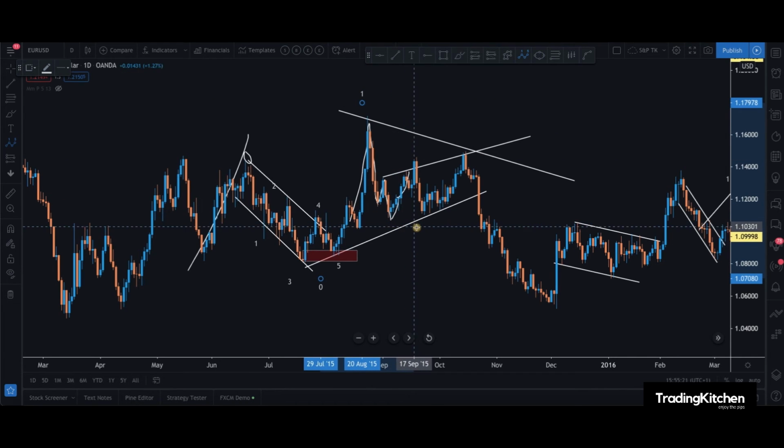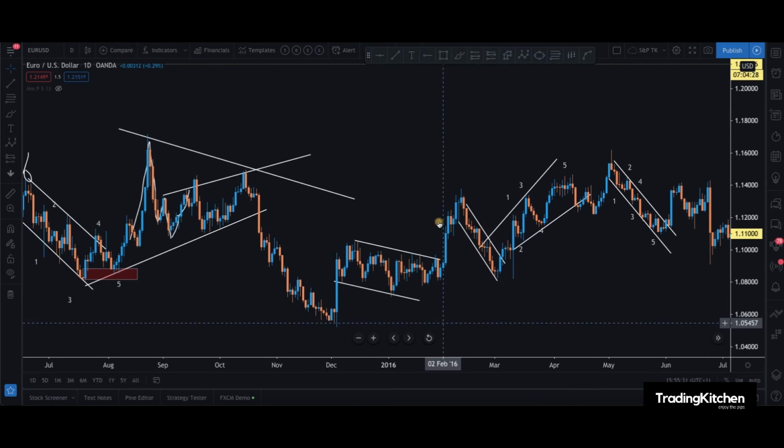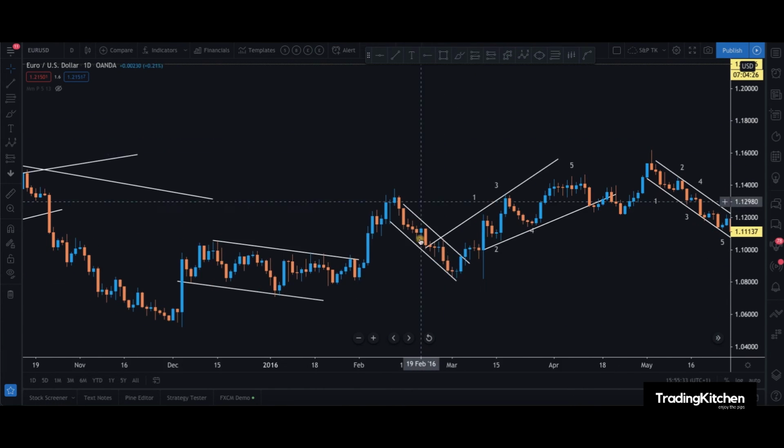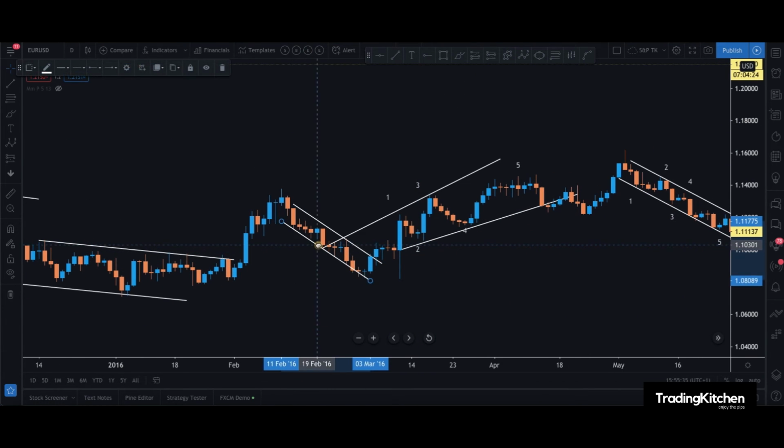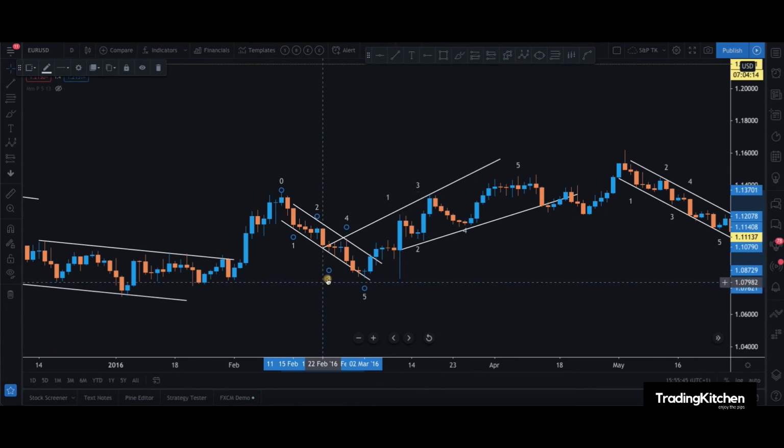Okay, so in this case it was the same. 1, 2, 3, and then the market broke this channel and went down. This will be a channel as well, and in the lower time frame you can easily see something like that. Okay, 1, 2, 3, 4, 5.